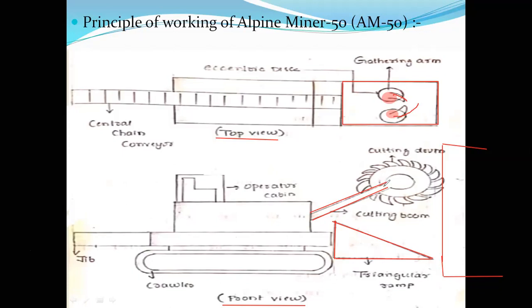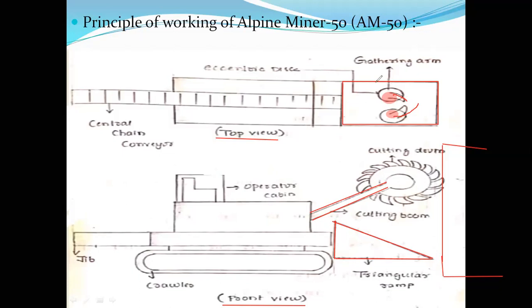Generally the length of the boom varies from 12 meters to something like this. We'll discuss it in the specifications. This is the cutting drum, and it contains a cutting boom which is attached to the cutting drum. There is a triangular plate at the front end, and this triangular plate can be lowered or raised.